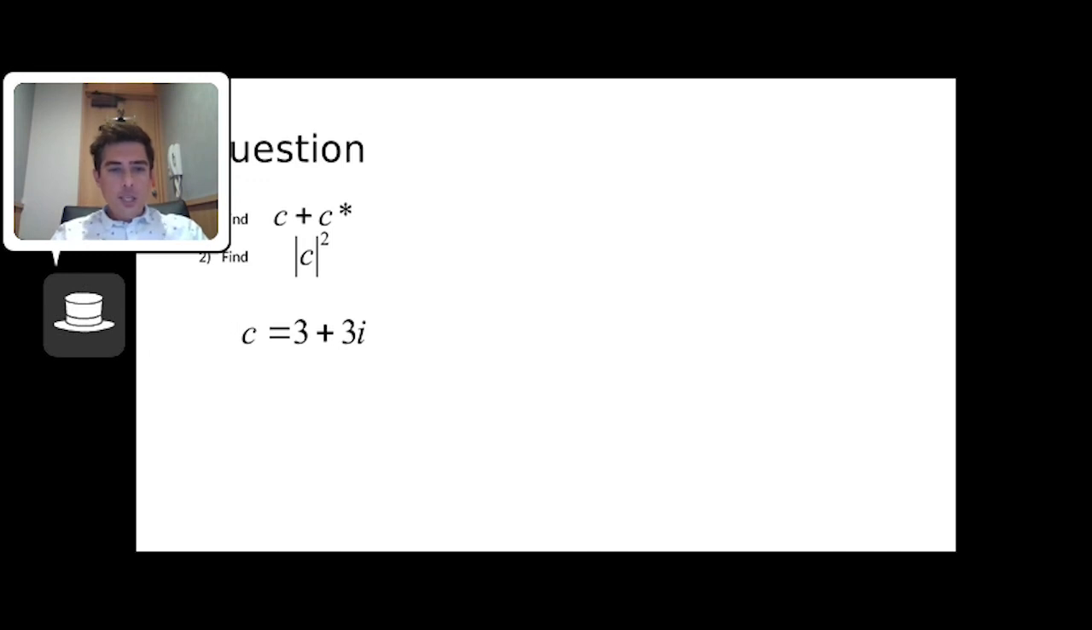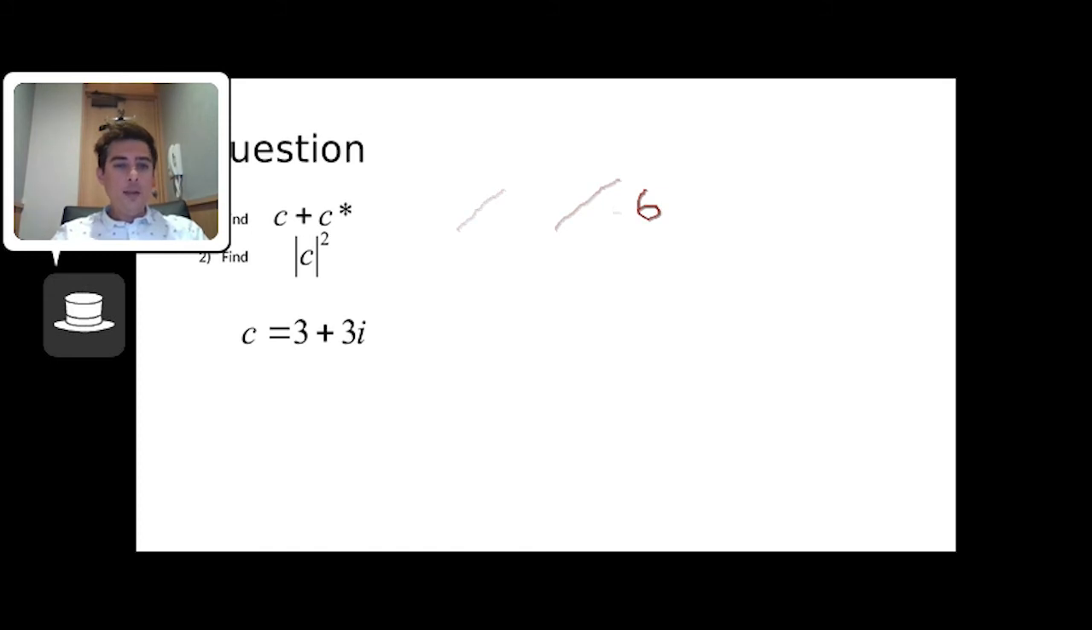Okay, so let's just do a quick example here. So here we've got c plus c star, or c conjugate. This is going to be equal to 3 plus 3i plus 3 minus 3i. And so these i's cancel. It's designed to do this, so it's good. Then we've got 3 plus 3, which is equal to 6. So in this case, it's just equal to 6.